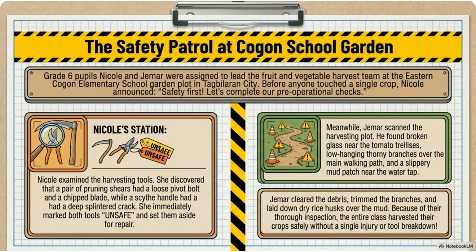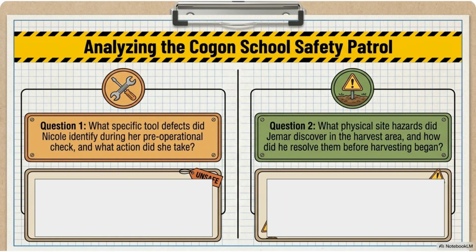At Kogan School Garden, Nicole and Jamar led the way. Nicole inspected the tools and tagged unsafe items for repair, while Jamar cleared hazards like glass and mud, ensuring the whole class stayed safe. Let's analyze the Kogan School Safety Patrol. Can you identify the specific tool defects Nicole found, and what hazards Jamar discovered?